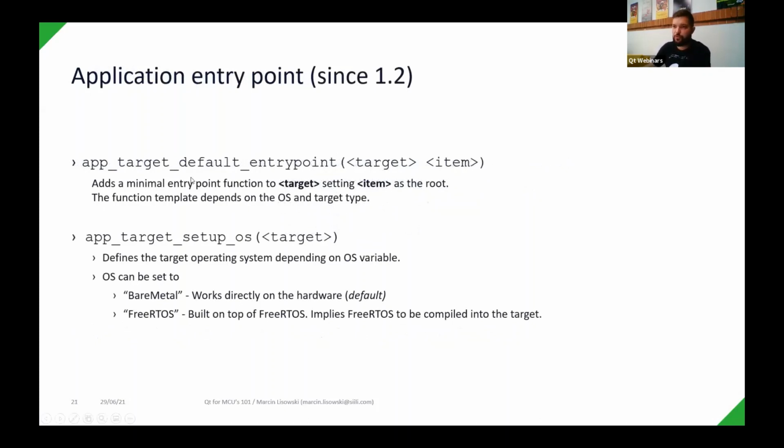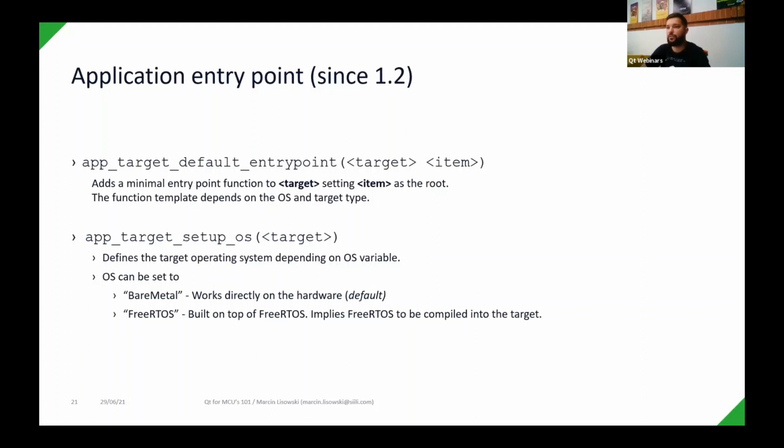Application entry points. Those are convenience macros that you can use to speed up the development process, some prototyping process. You can define default entry point by just calling one of those, or both of them at the same time. App target default entry point defines default entry point for your target. And also it takes an additional argument with root item, which defines the root QML file for your whole application.